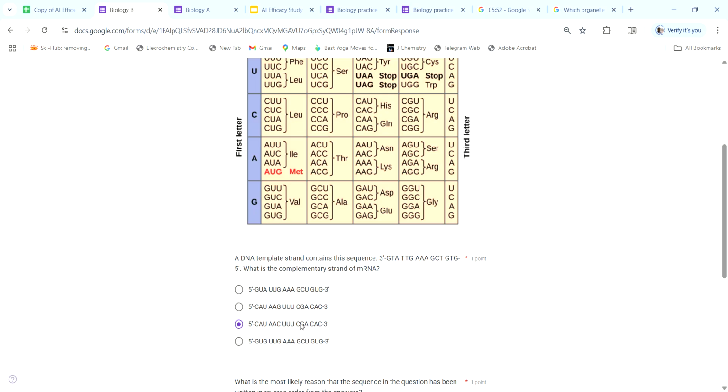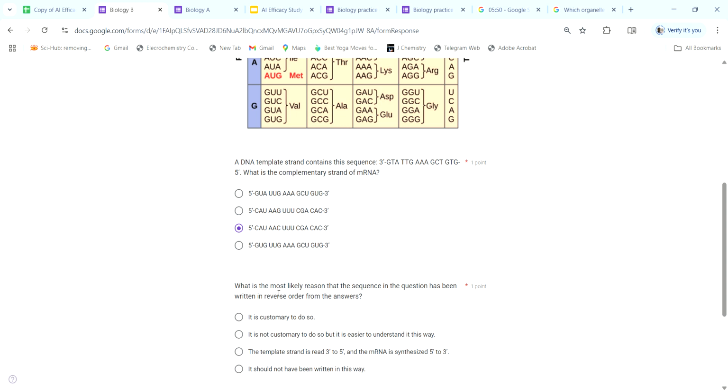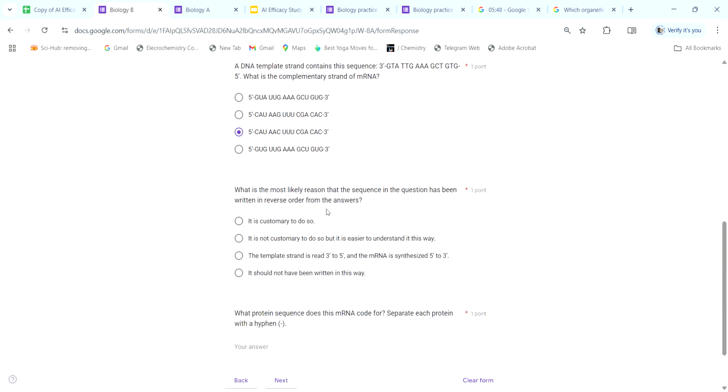What is the most likely reason that the sequence in the question has been written in reverse order? It is customary to do so. It is not customary, but it is easier to understand this way. The template strand is read 3 prime to 5 prime, and the mRNA is synthesized 5 prime to 3 prime. It should not have been written in this way. So I think this should be the case: the template strand is read 3 prime to 5 prime, and the mRNA is synthesized 5 prime to 3 prime.